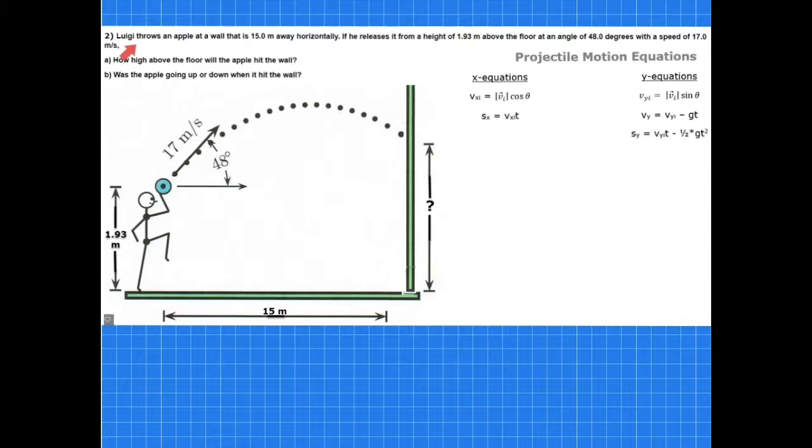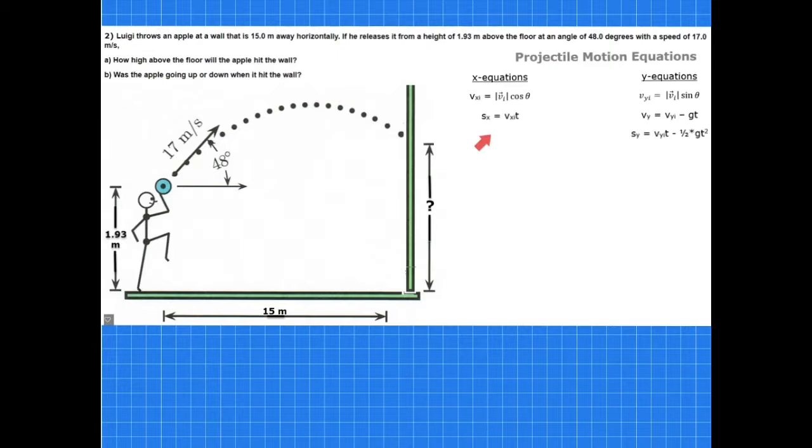Luigi throws an apple at a wall that's 15 meters away horizontally. If he releases it from a height of 1.93 meters above the floor at an angle of 48 degrees with a speed of 17 meters per second. Part A. How high above the floor will the apple hit the wall? Part B. Was the apple going up or down when it hit the wall?